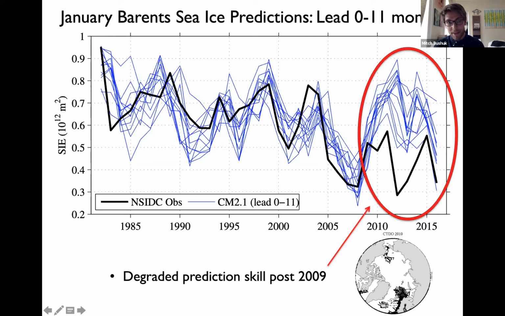So our initial hypothesis for this work and motivation was just the very simple question: if we added the CTD data back in to our assimilation, could we improve the predictions in this recent record here?